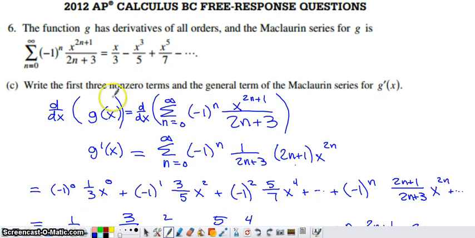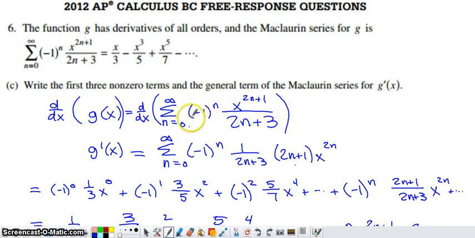And then in part C here, they want you to write the first three non-zero terms and the general term in the Maclaurin series for g prime. If you have the Maclaurin series for g right here, g of x is going to converge to that Maclaurin series on the interval of convergence. So if you take this equation and you do the derivative on each side, the derivative on the left gives you g prime, and the derivative on the right here is easy to be intimidated by, but it's actually not too bad. You're just adding a bunch of pieces together.